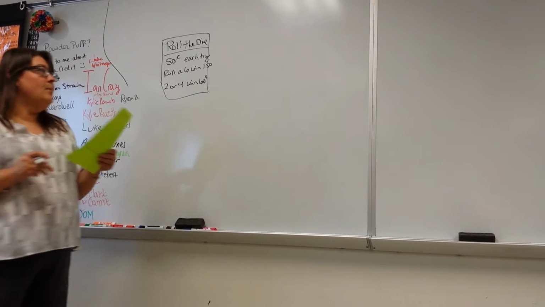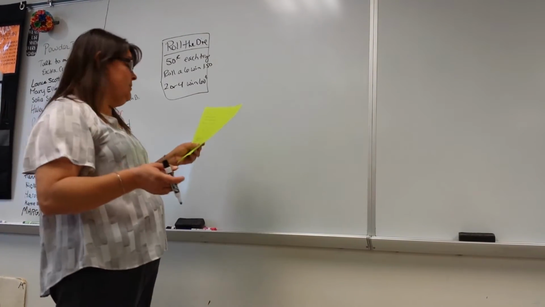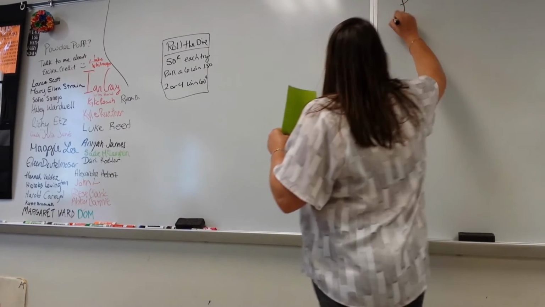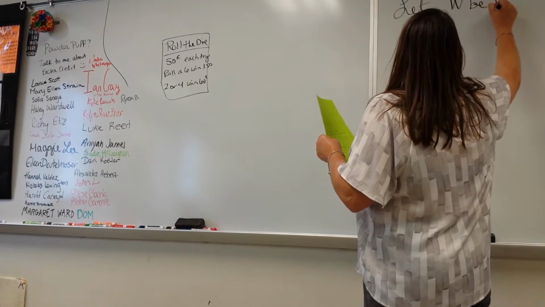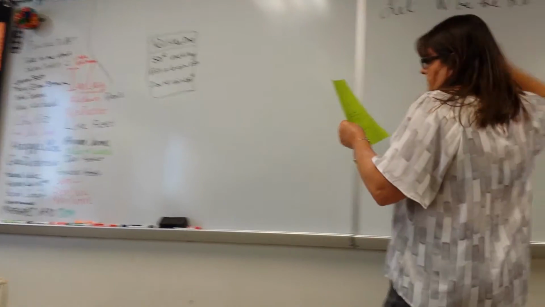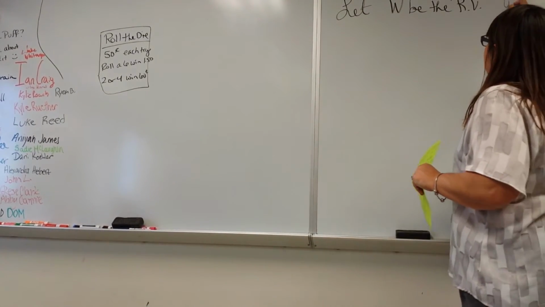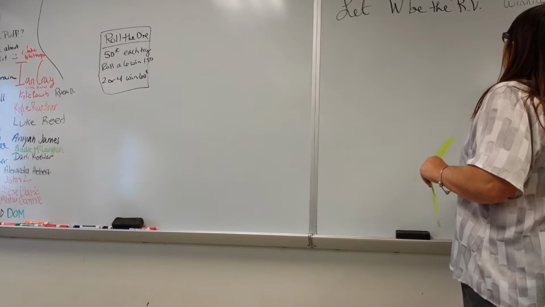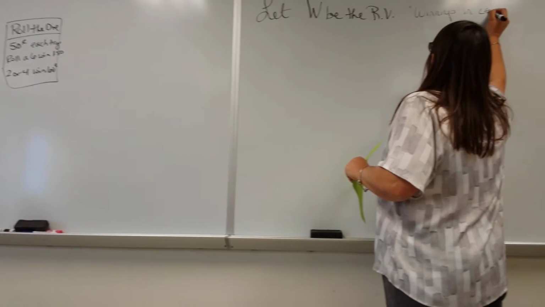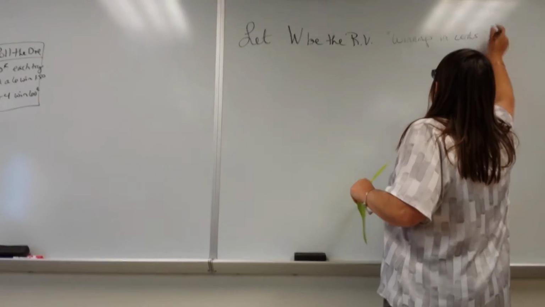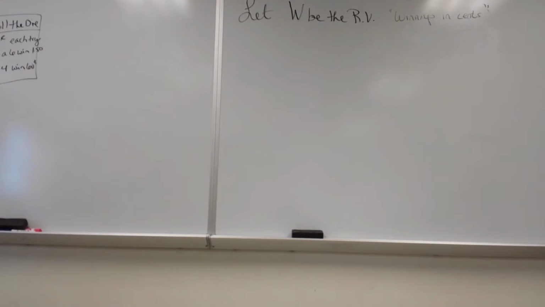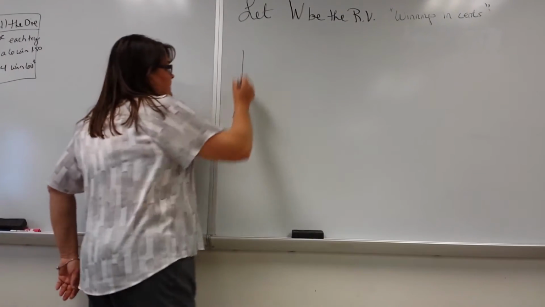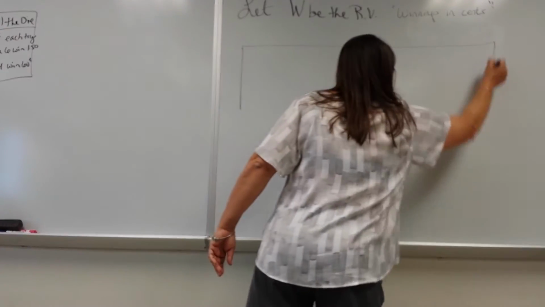I want you to construct a table. We're going to let capital W be the random variable, winnings in cents. Remember, the capital is the story. So, we have to construct a table. Let's get the framework of the table set up.